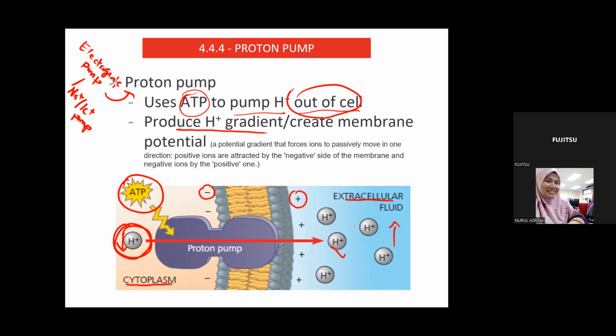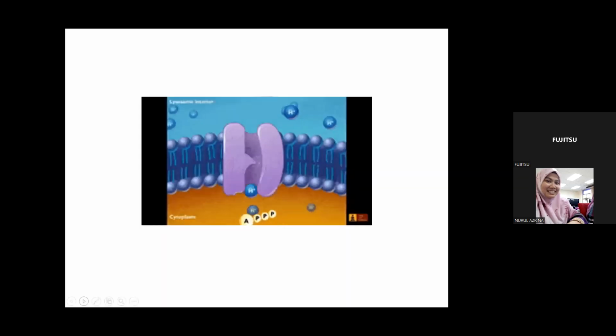So bila banyak sangat hidrogen kat luar ni, so ini kita panggil sebagai hydrogen gradient. Kecerunan hidrogen yang sangat tinggi di luar dan sangat sikit di bahagian dalam. Okay, so that is proton pump. Okay, look at this picture. Right, you can see this is a proton pump.